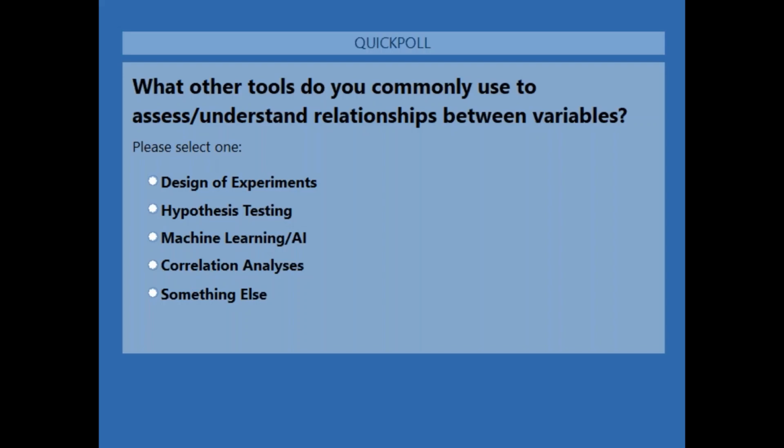And 40% design of experiments, 30% correlation analysis, and then hypothesis testing, 25%. So machine learning actually 2%. So I guess that's very limited. And something else 5%. Okay.